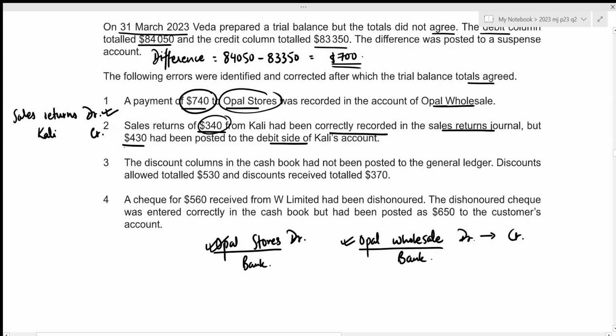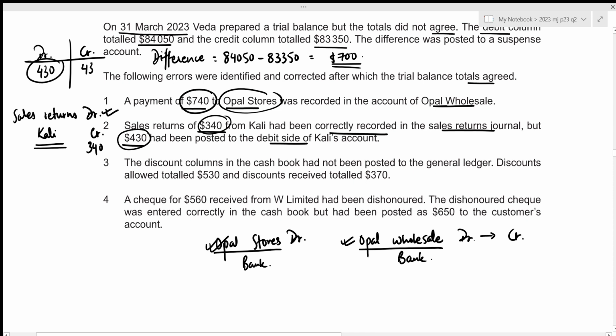Now, 430 had been posted to the debit side of Kali's account. Remember that Kali should be on the credit side in this case. So instead of putting 340 on the credit side, we actually put 430 on the debit side. And we require 340 on the credit side. So first of all, we would need to rectify this error in our debit side.